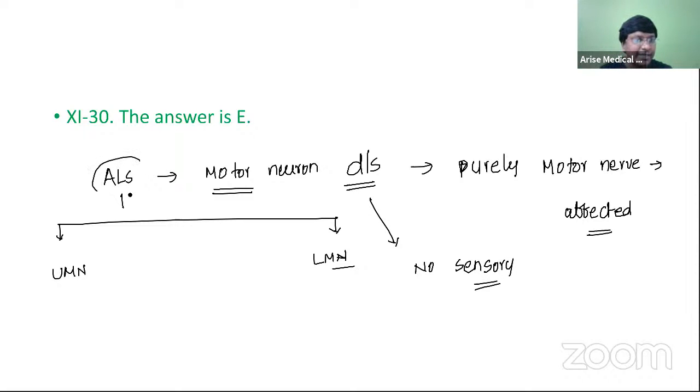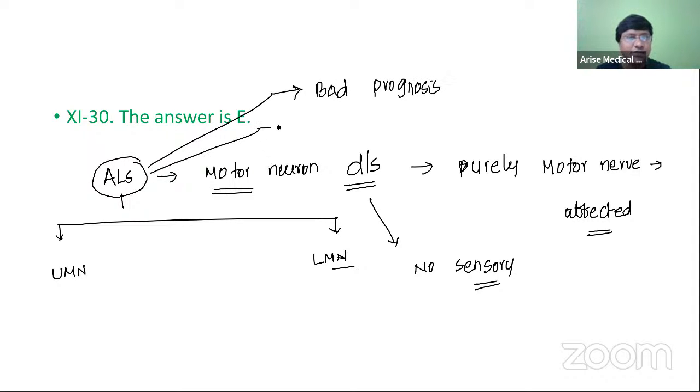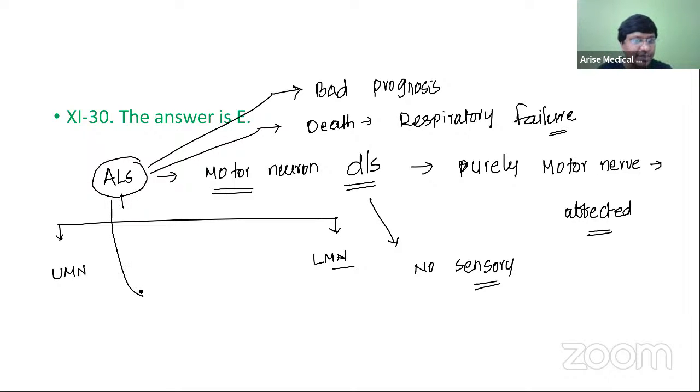Now, in amyotrophic lateral sclerosis, the prognosis is very bad. And the cause of death in these patients is respiratory failure. Yes, Chandrasekharan, correct. Stephen Hawking had amyotrophic lateral sclerosis. Now, can you tell me what is the drug of choice for amyotrophic lateral sclerosis?